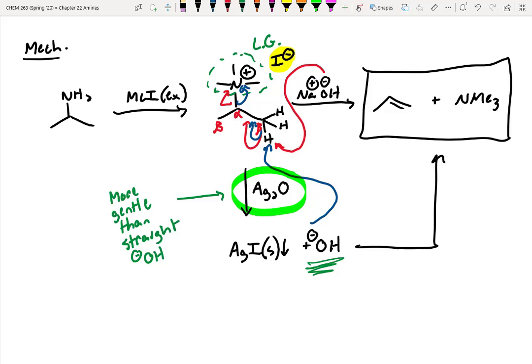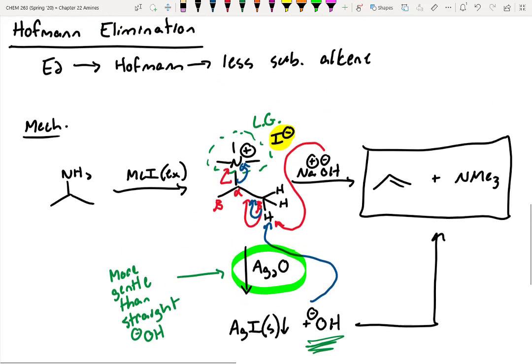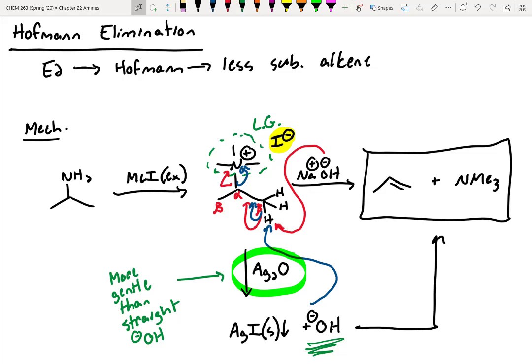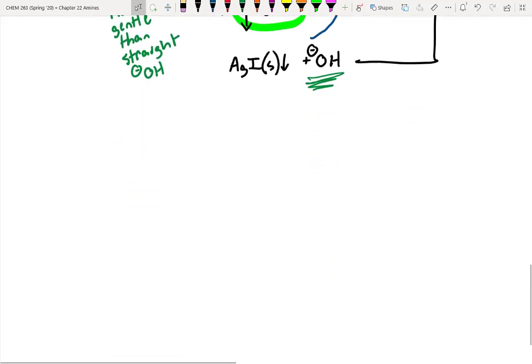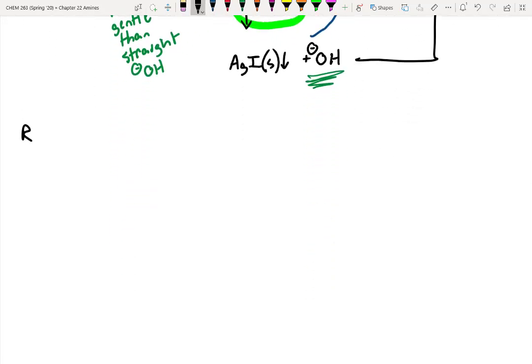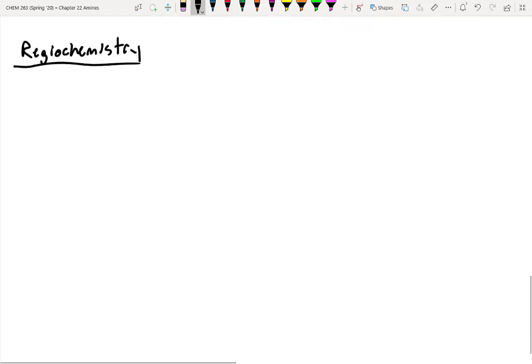All right, so I know you might be thinking, well, this has nothing to do with the less substituted alkene. Why does it give the less substituted alkene in this case? Well, let's take a look at this in more detail. So we'll look at the regiochemistry. And we'll do a little bit of review here because I think it's important to brush up on some of this. So let's take a look at this reaction.